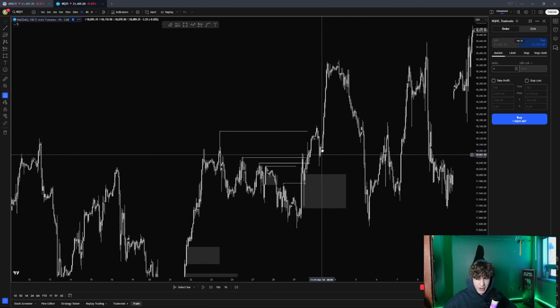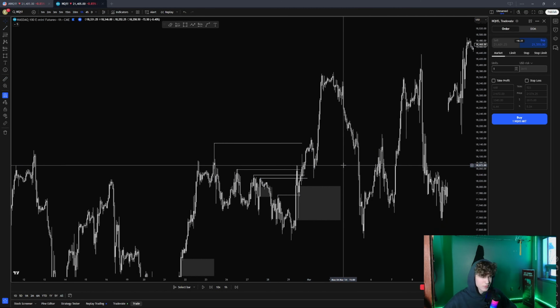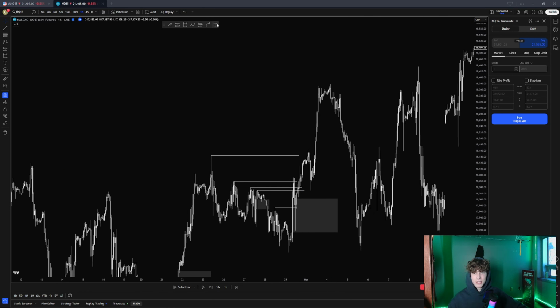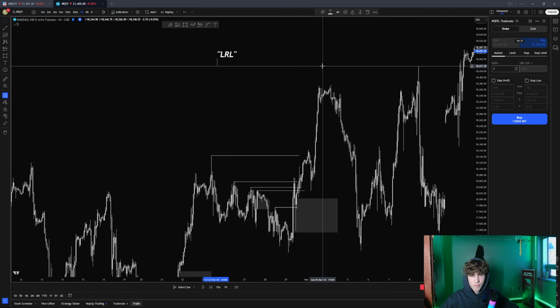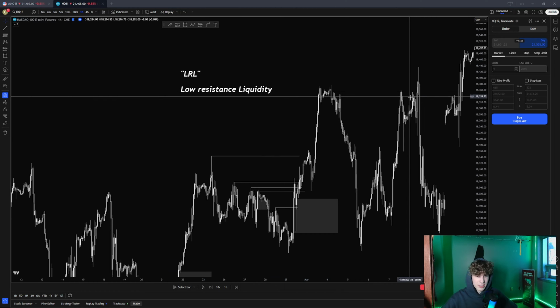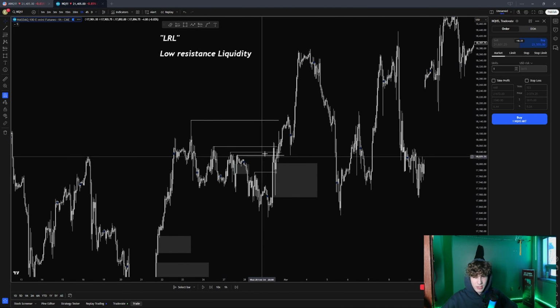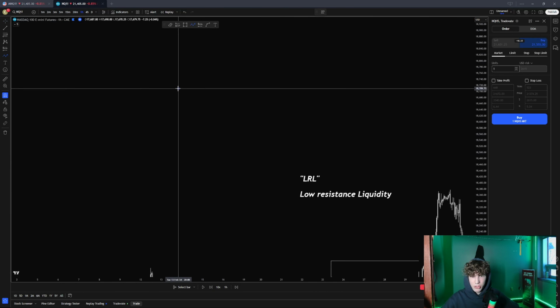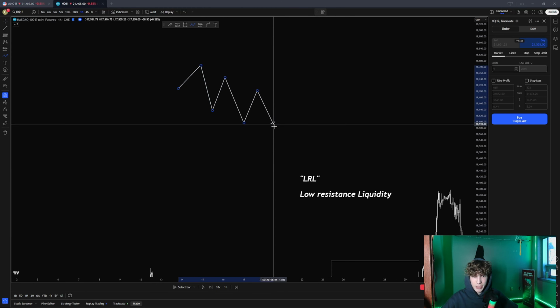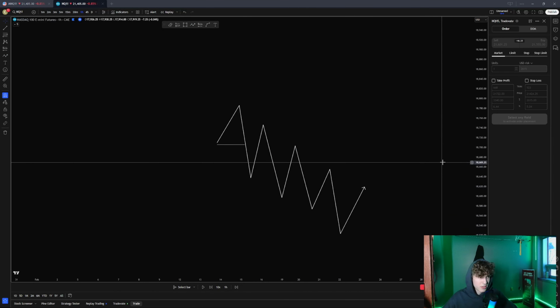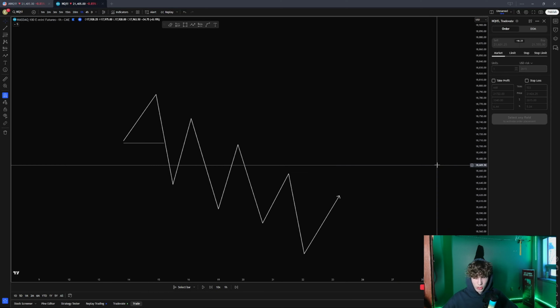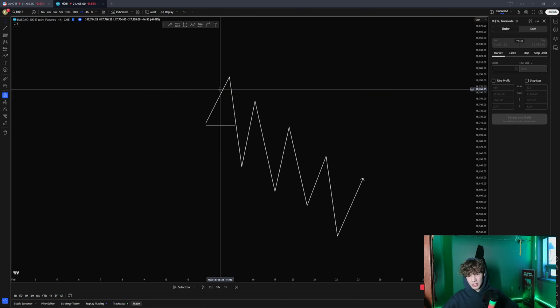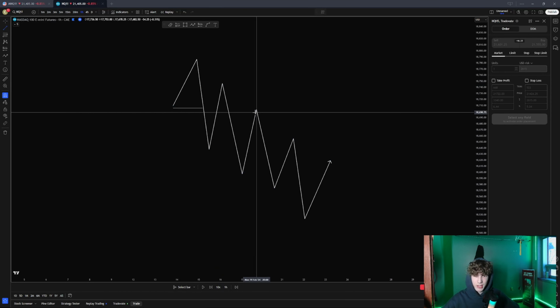Now, since I am marking these out right now, I'm going to introduce you to sort of a sub-variety of liquidity, and that is going to be LRL. What this means, low resistance liquidity. Now, this is basically just sort of a trend line type movement. Bang, bang, bang, bang. So, LRL, or low resistance liquidity, is something like this. So, it's a trend line looking movement.